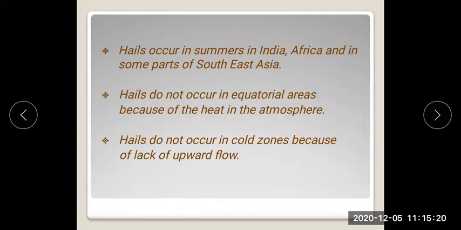Hailstones do not occur in equatorial areas because of the heat in the atmosphere. Equatorial region means the Amazon basin of Brazil, which is in North America. There you can see no hailstones occur because of the heat in the atmosphere. Hailstones do not occur in cold zones because of lack of upward flow. They only occur in summers in India, Africa, and Southeast Asia, not in equatorial and cold zone areas, because the upward flow of air is very less.